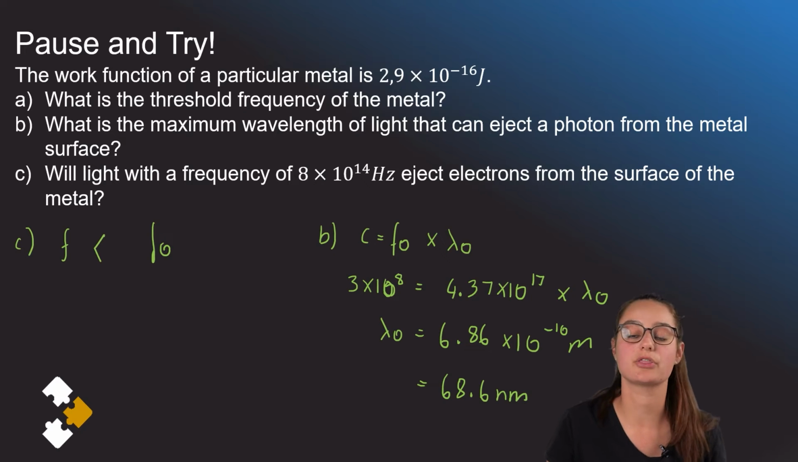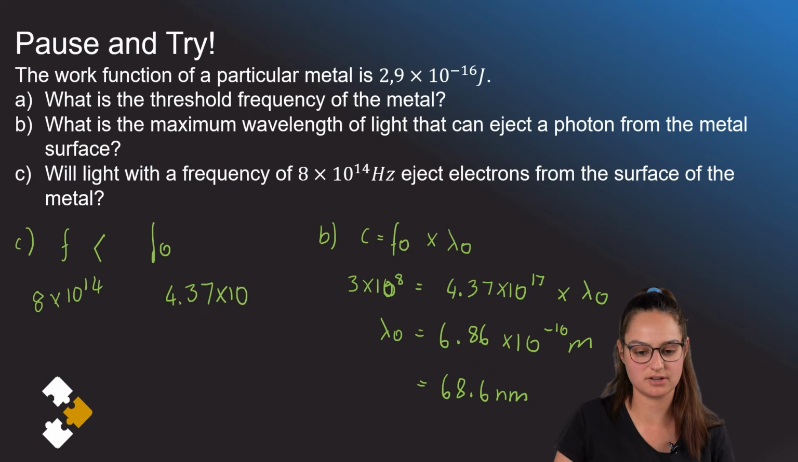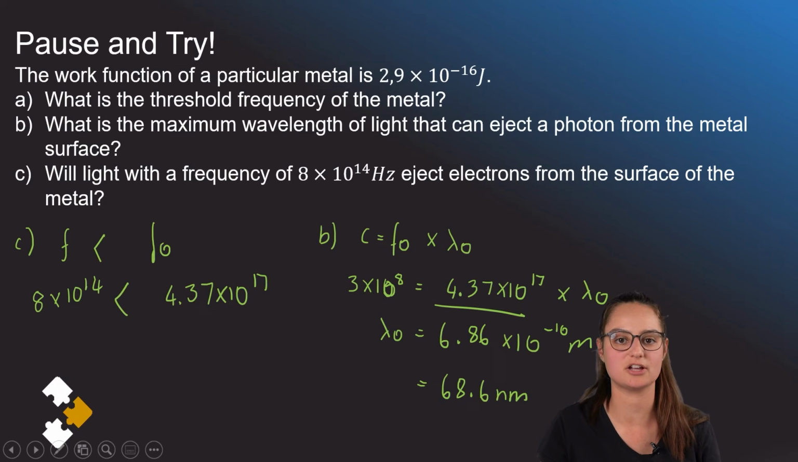So we need our frequency to be bigger than the threshold frequency. Our frequency was 8 times 10 to the 14, and our threshold frequency was 4.37 times 10 to the 17, what we just worked out over here. So from this you can see that our threshold frequency is greater, and so we will observe the photoelectric effect and electrons will be ejected.